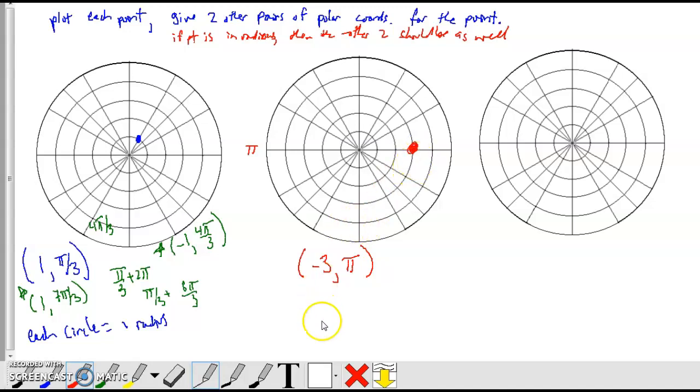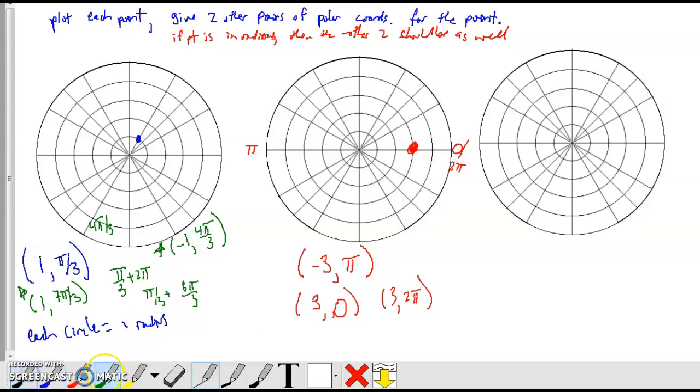What's another way to write this point? Well, it's on the 0 radians line, so I can just write +3 because I want to go towards it, and then I'm going to write 0. It's also on the 2 pi line, so I could just say 3 comma 2 pi. So again, different ways that I can write it.